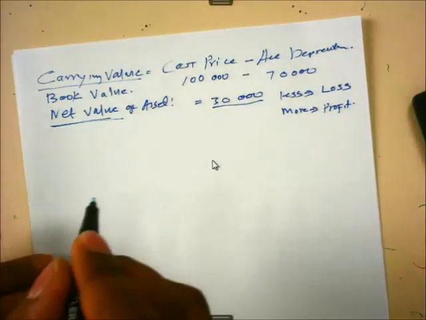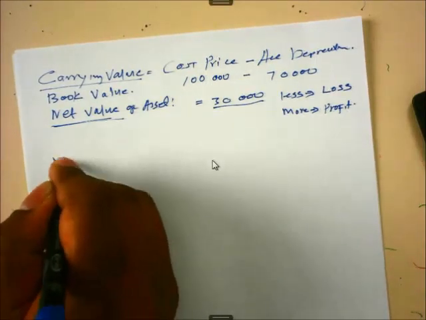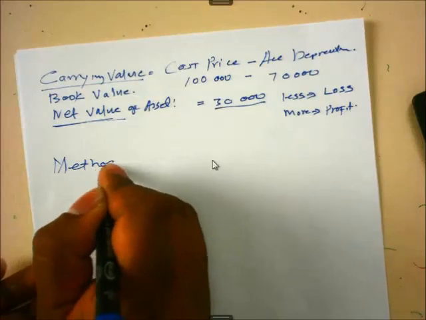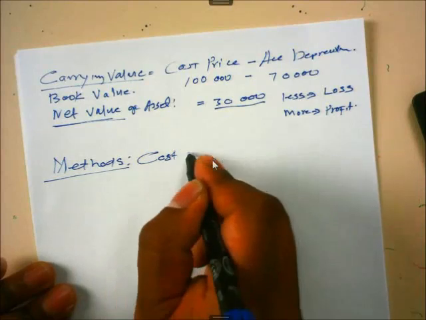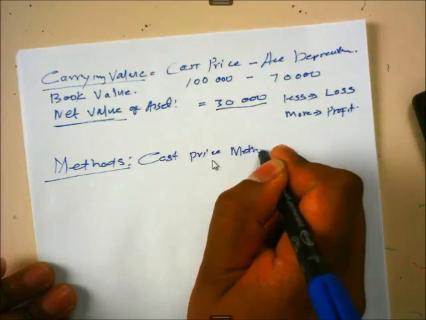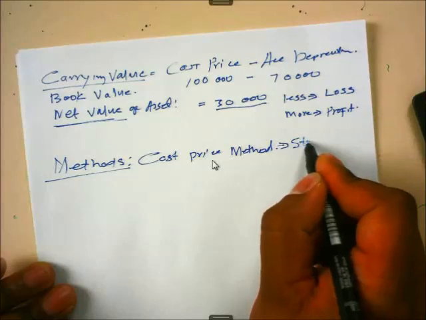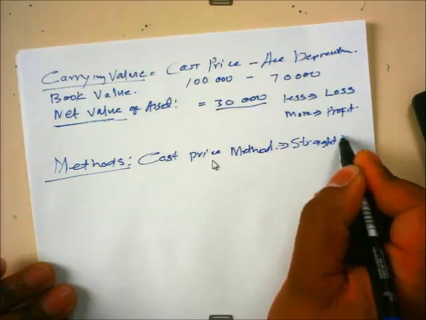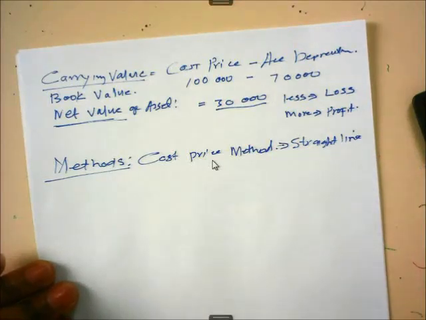Now, there are two methods of calculating depreciation. We have what we refer to as the cost price method, sometimes referred to as the straight line. Straight line, why? Because you write off the same amount. You depreciate by the same amount every year. That is what they mean by straight line.